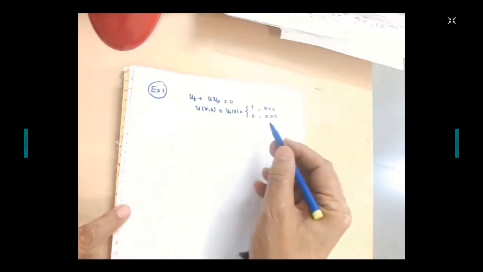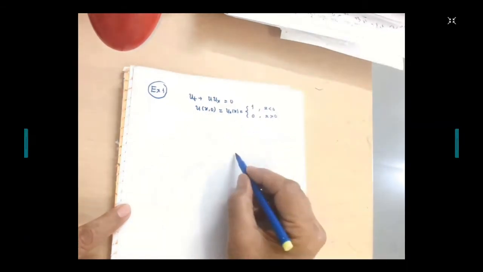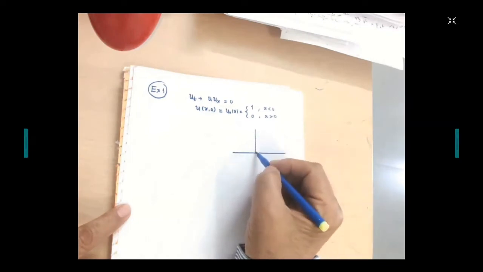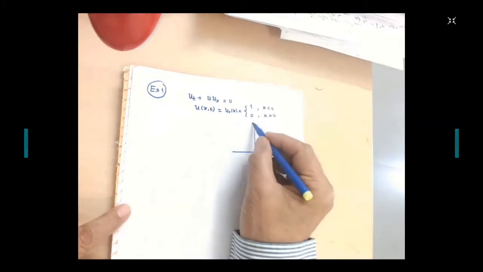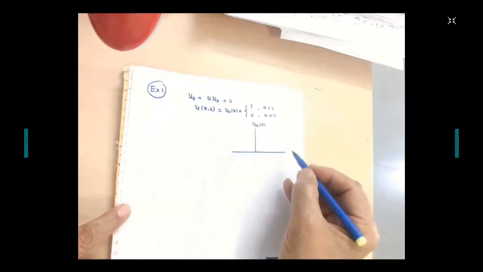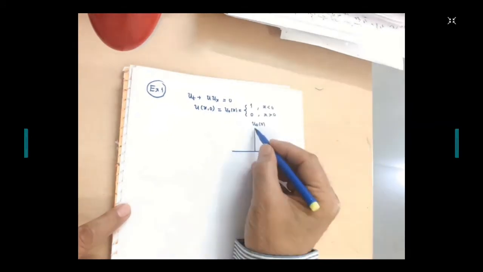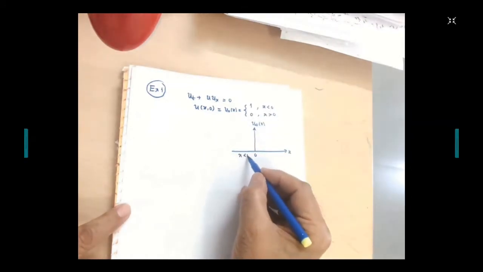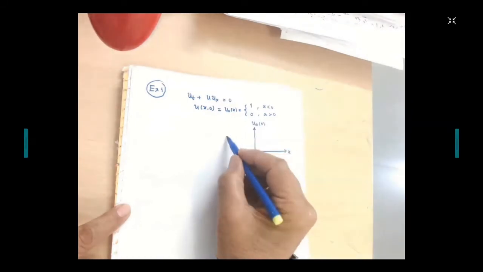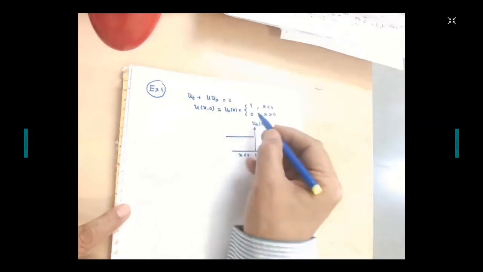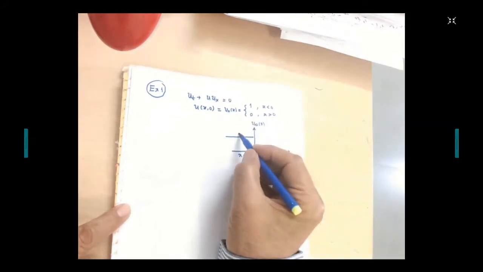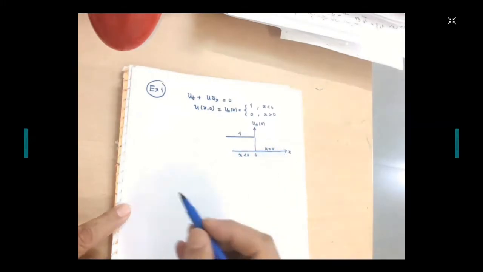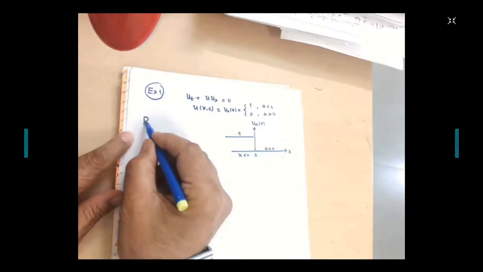So it is clear that now we have understood how to construct the solution. This is your initial profile, u naught of x. For x less than 0, the function value u naught of x is defined to be 1. On the right, it is 0.